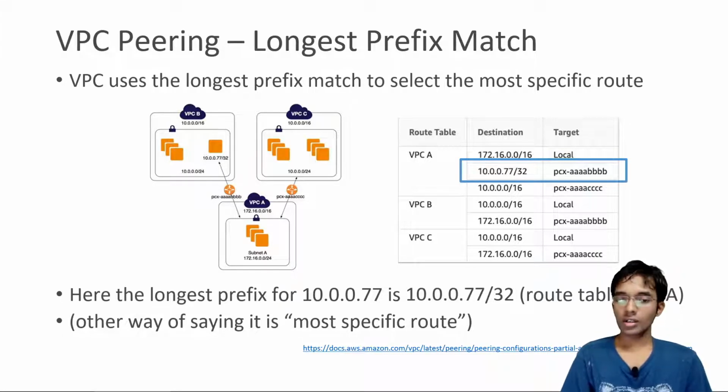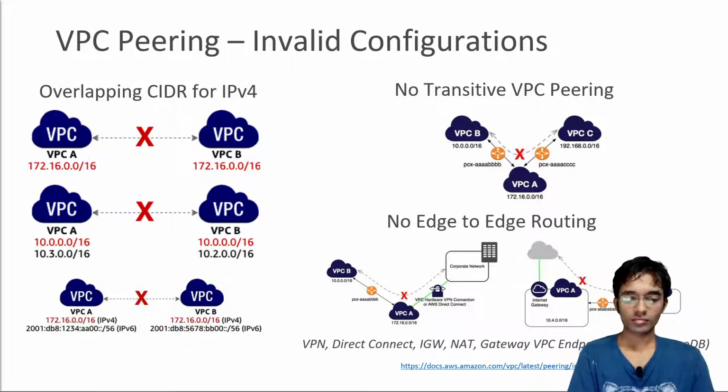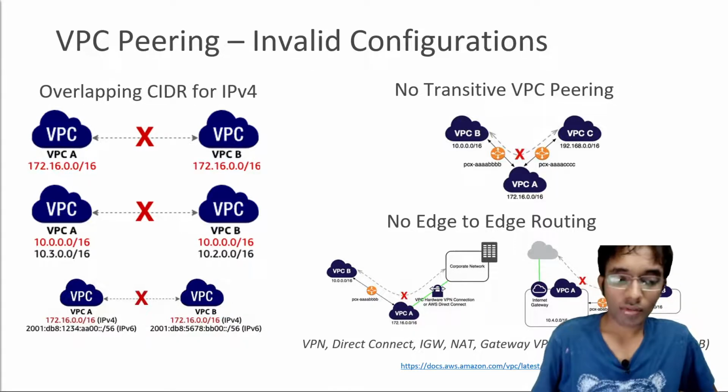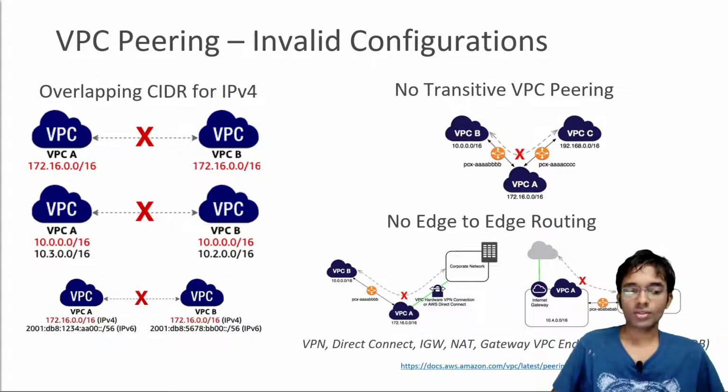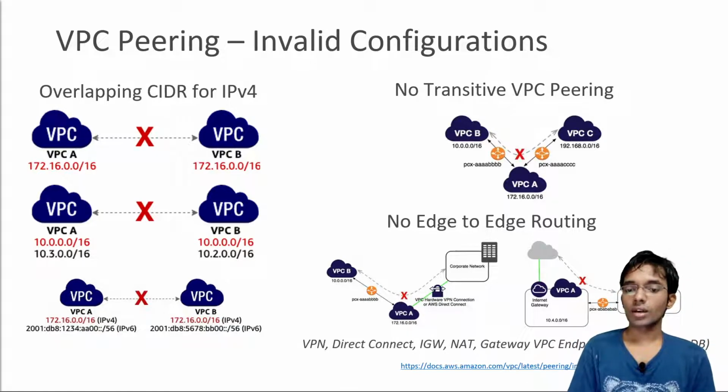Okay, now what are some valid configurations for VPC peering? The first one is overlapping CIDR for IPv4. So in case we have two VPCs and they share one CIDR, they cannot connect. This is true even if just one CIDR out of many CIDRs defined in the VPC overlaps.